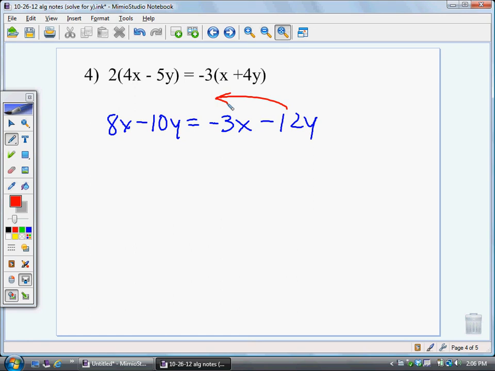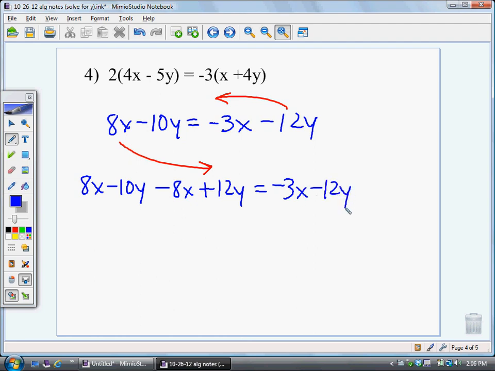And that means I got to take this 8x over there because I have to get all the y's on one side, all the x's on the other. So if I write out the step that shows all what I'm doing here, 8x minus 10y, I'm moving the 8x, so that's minus 8x. I'm bringing the 12y over, so oops, that's plus 12y. Then on the other side, I had negative 3x minus 12y. Again, the minus 8x and the plus 12y were the two things that we did.